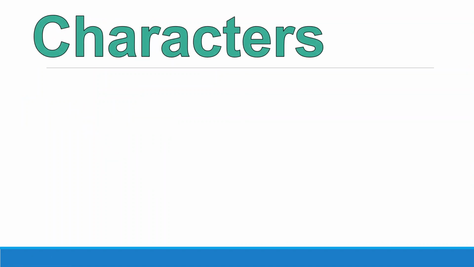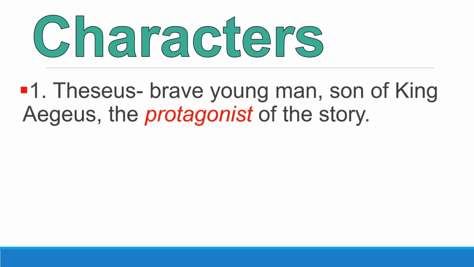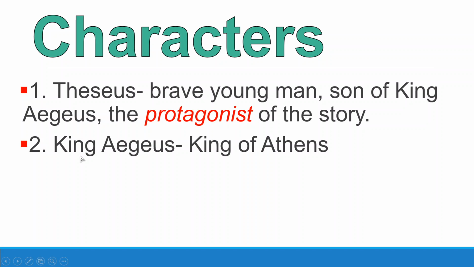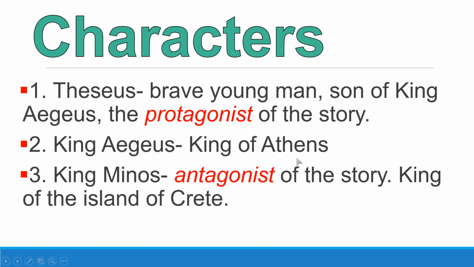So next, let's go to the characters of the story. We have at least 7 or 8 characters. Number 1, as you know, of course, we have Theseus. He's the brave young man, son of King Aegeus, and the protagonist of the story. When we say protagonist, he's the hero, or the good guy of the story, okay? Next, of course we know King Aegeus, the king of Athens, and his son is Theseus. King Minos is the antagonist of the story, king of the island of Crete. Antagonist means he's the enemy or the bad guy of the story.